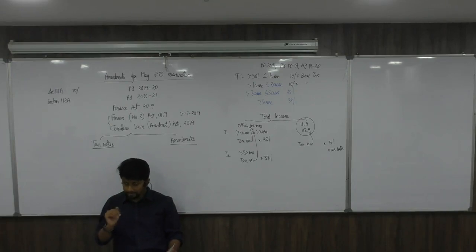Point 4. Where the total income, excluding 111A and 112A, exceeds 5 crores. That means you don't need to include that stock market capital gain. By default, your income is above 5 crore. You are a super rich person. Then your rate of surcharge is 37%. And the rate of surcharge on the income tax payable on the 111A and 112A income will be not exceeding 15%. Now, observe one thing.